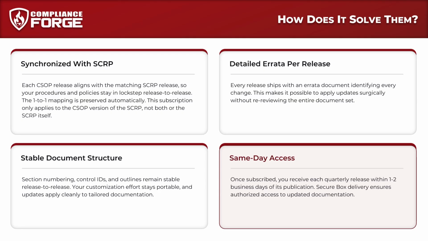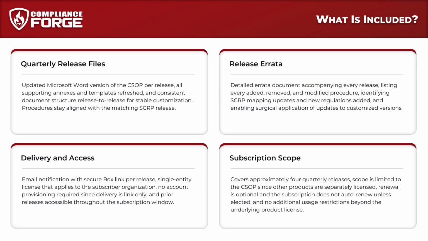Once subscribed, you receive each quarterly release within 1 to 2 business days of its publication. A CSOP subscription purchase entitles the subscriber to 12 months of updates from the purchase date. Here is what that includes.